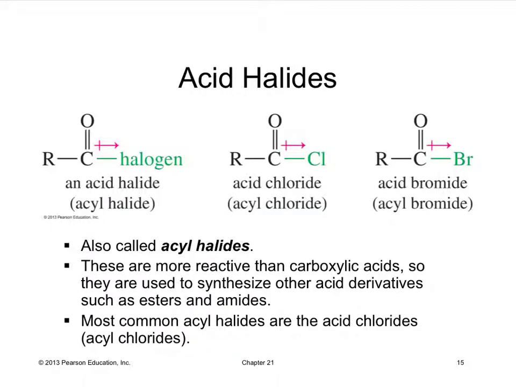Acid halides: essentially, instead of the OH you have a halogen attached, and so this is an acid halide or acyl halide: acid chloride, acyl chloride, acid bromide, acyl bromide.